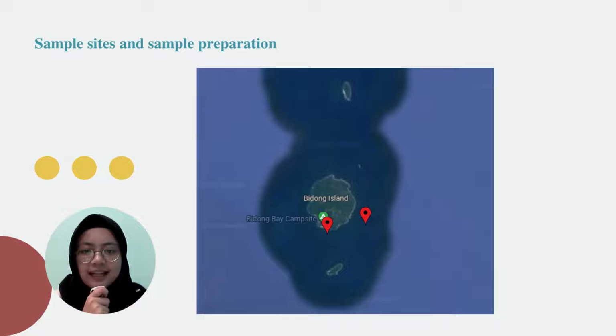For the sample site, we decided to do sampling at two different sites. The first site is near the Bidong Bay campsite, while the second site is a bit far from the campsite and shore. This is because the corals that live near the campsite, with the presence of human activities, are probably more stressed than corals that live far.